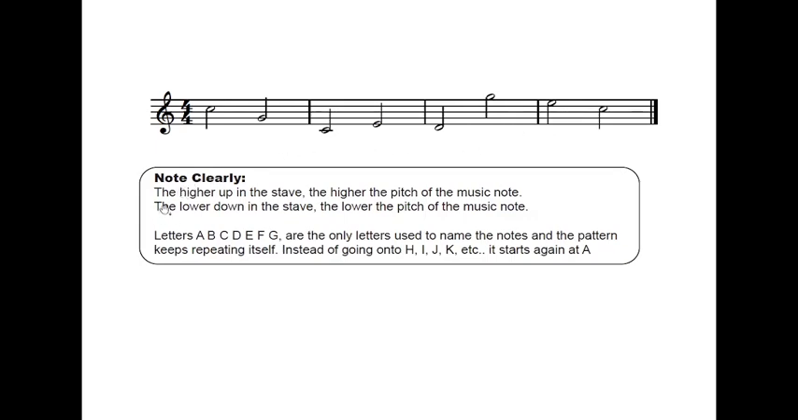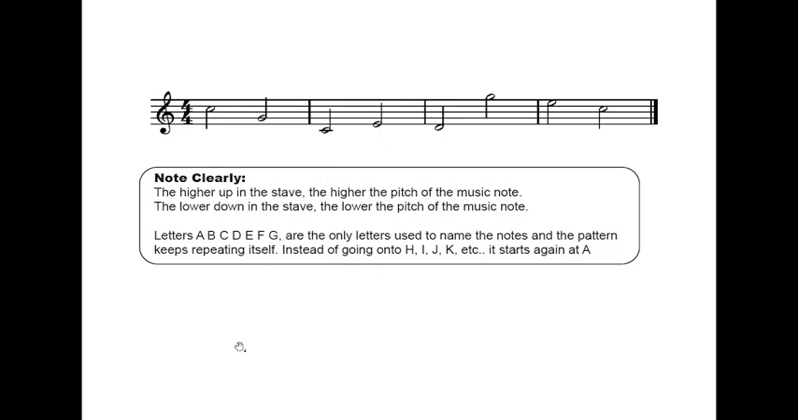What we can note clearly here is that the higher up in the stave, the higher the pitch of the music note. The lower down in the stave, the lower the pitch of the music note. That means this note is higher than this. That means this is the lowest note. That means this is the highest note. So the higher up in the stave, the higher the pitch. The lower down in the stave, the lower the pitch.